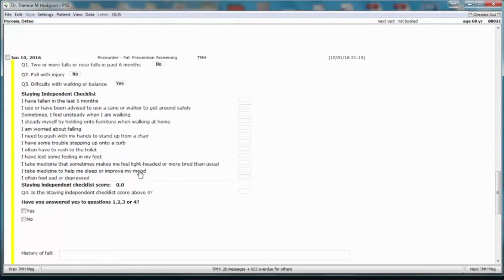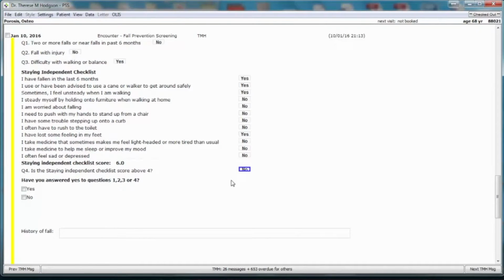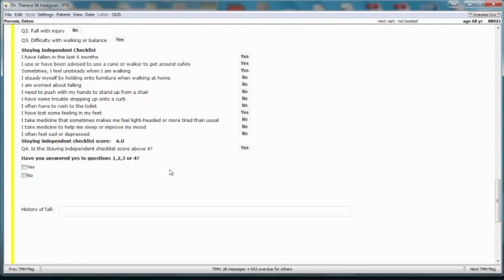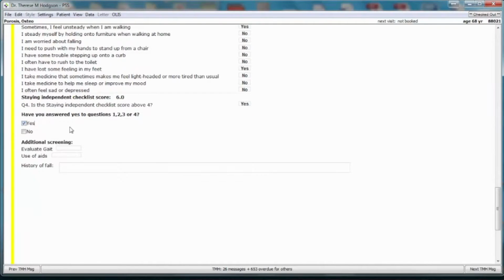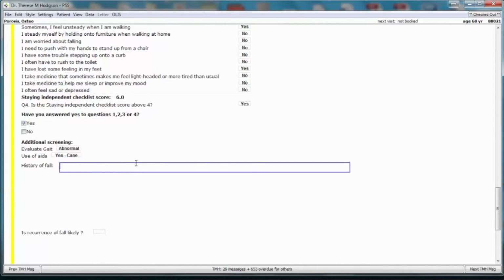And I want you here to notice the Stay Independent checklist score will increase accordingly. So the first 2 questions are worth 2 points, while the next questions are worth 1 point each. So we see here that our score is 6, above 4. So did we answer yes to the question above? Yes, we did. And we evaluate the gait, whether it's normal or abnormal, and whether the person is using a cane or not. We document the fall.